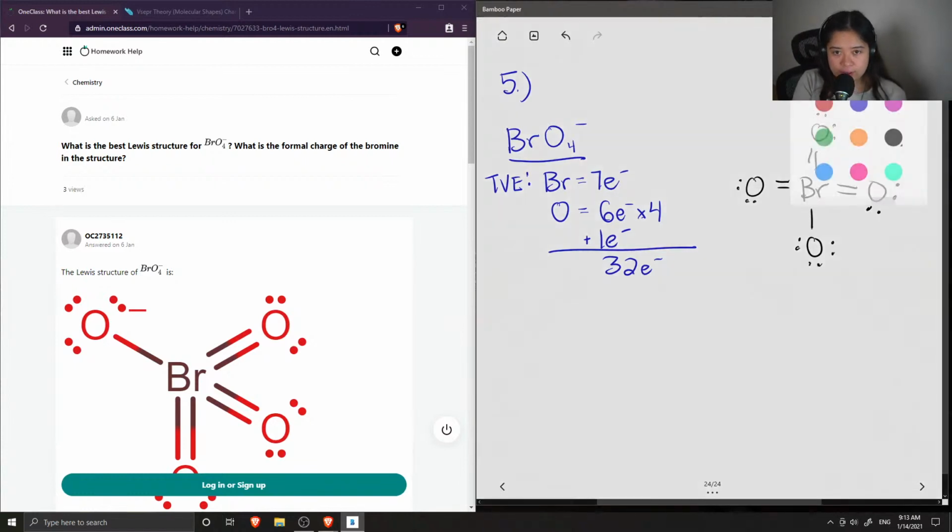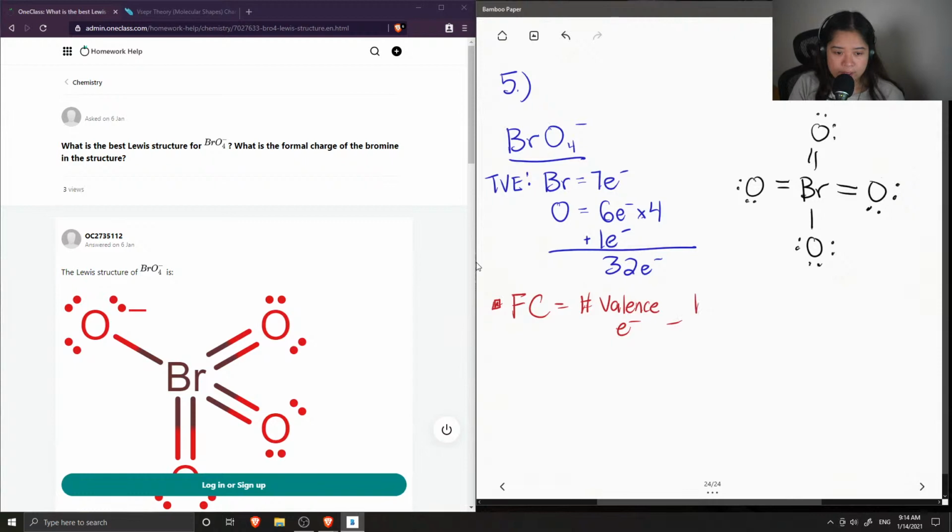So from here, let's calculate the formal charge of each of the atoms. So the equation for formal charge is the number of valence electrons minus the number of non-bonding electrons minus the number of bonding electrons divided by 2.